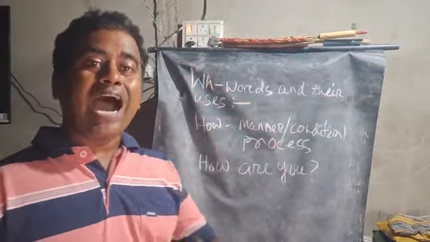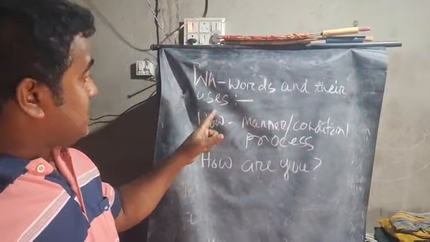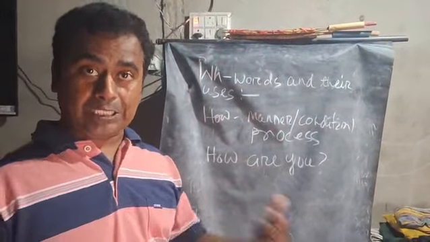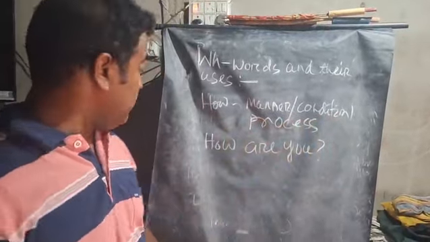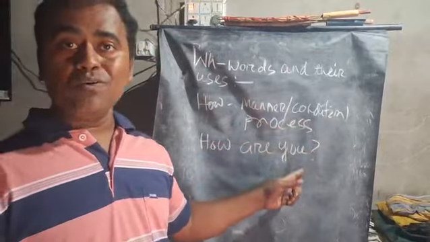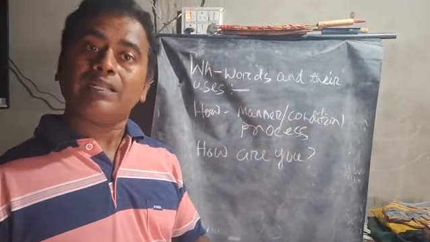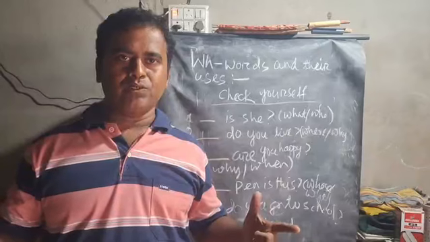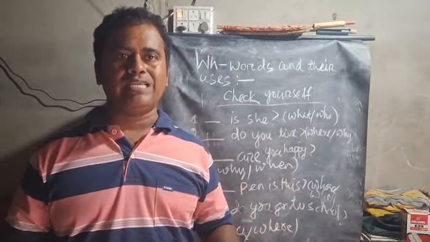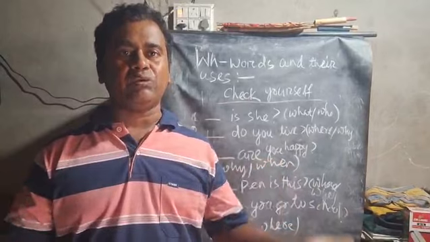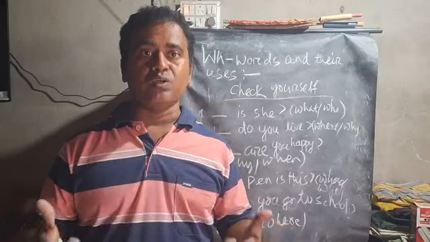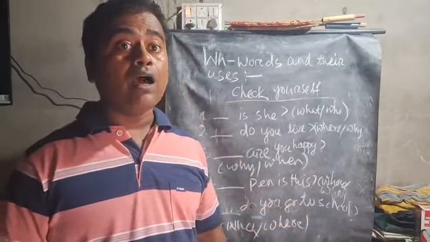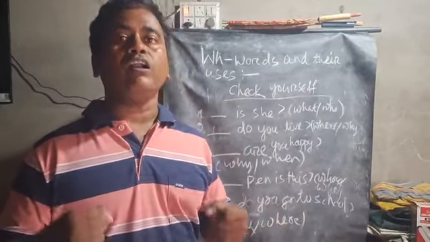Like this. Lastly, we use the WH word how. How is used to express manner, condition and process. For an example, how are you? How old are you? Like this. So class, today we discussed a lot of things about WH words and their uses or choices of WH words. Now it's your turn to check yourself whether you know very well or not.